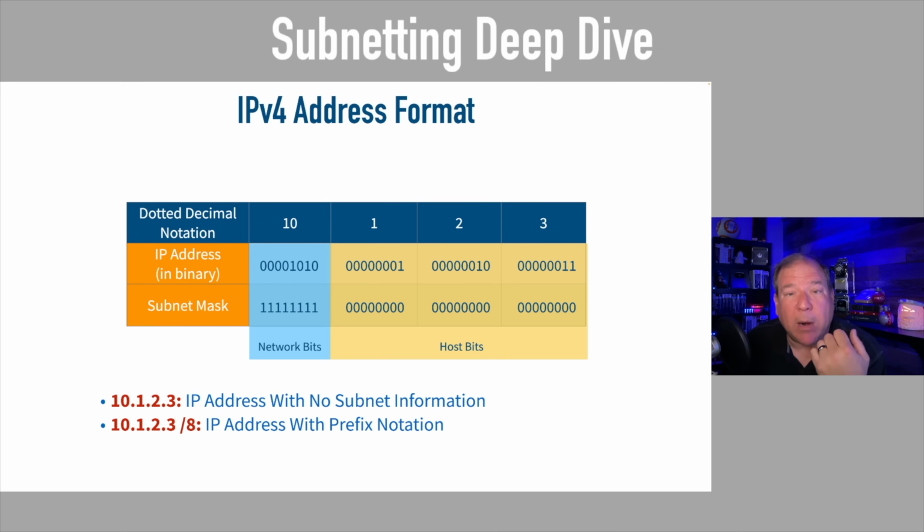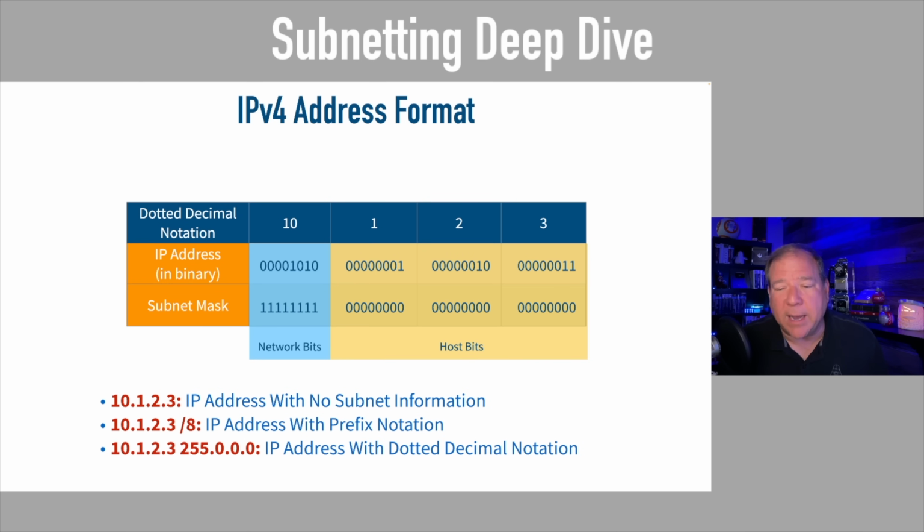There's a couple ways we might write this. We could say, my address is 10.1.2.3/8. If you see /8, the 8 means there are 8 network bits. We have 8 ones in the subnet mask. For your notes, sometimes that's called slash notation or CIDR, classless interdomain routing, CIDR notation.